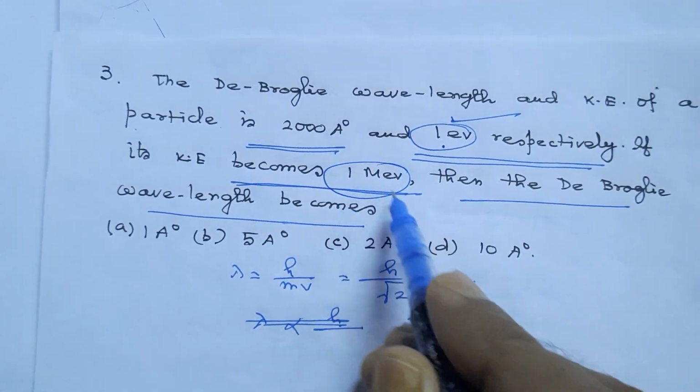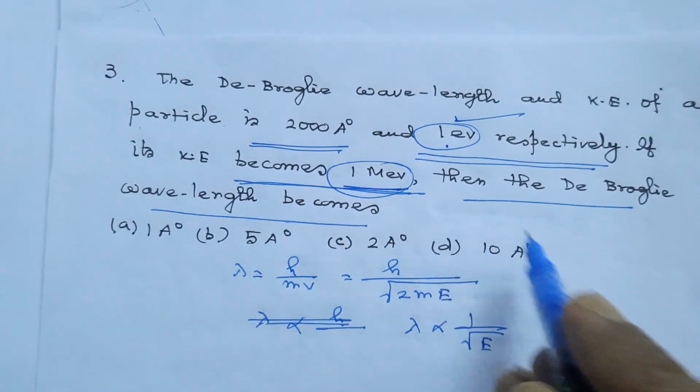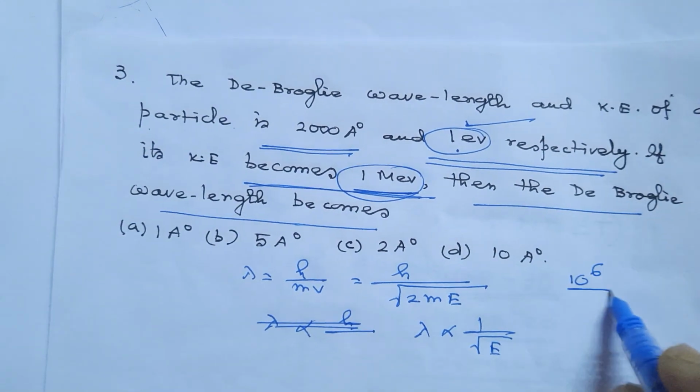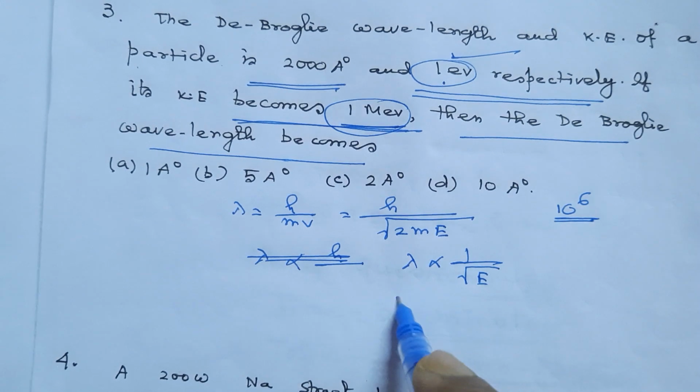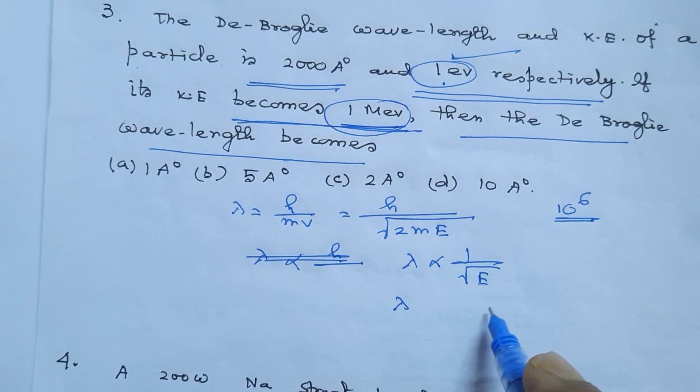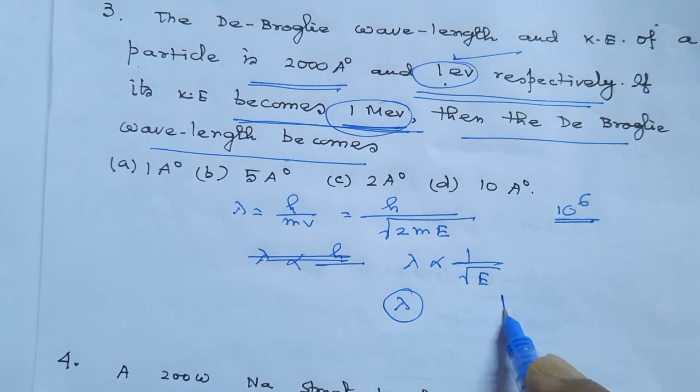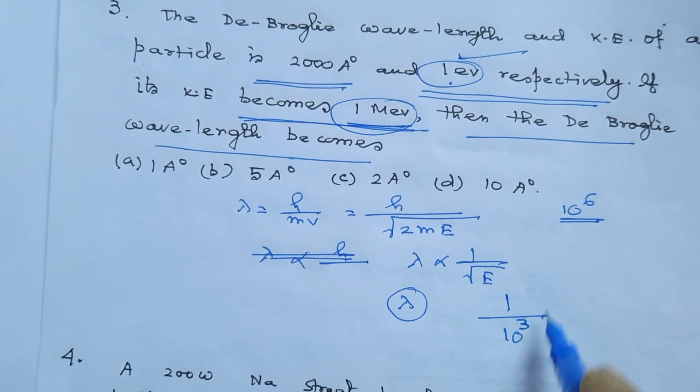Now it is 1 MeV. So the energy is 10 to the power 6 times. Root over of 10 to the power 6 is 10 to the power 3. So the wavelength is 10 to the power 3 portion of it.